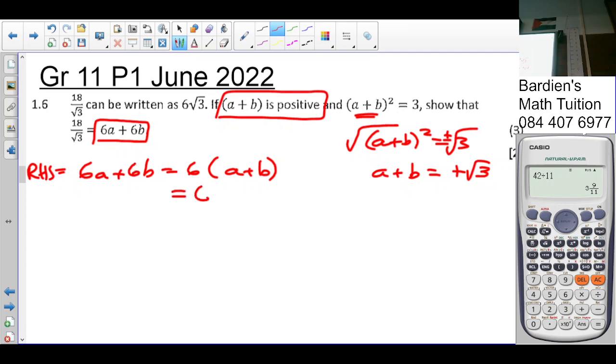So in other words, that will be 6 root 3, which is equal to the right hand side. The left hand side, which is 18 over root 3, is equal to, and it was given to be equal to, 6 root 3, which is equal to the right hand side. Okay. This is an identity. Left hand side is equal to right hand side.